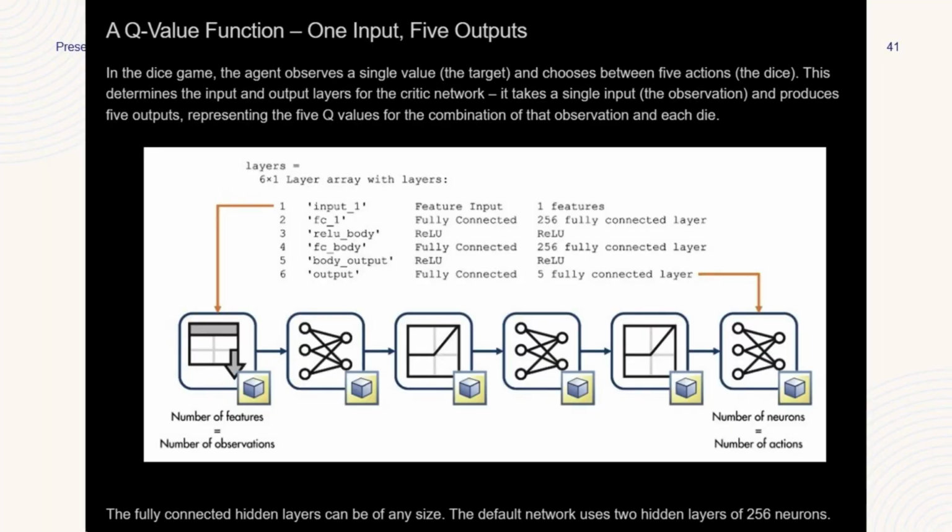The Q value function: one input, 5 outputs. In the dice game the agent observes a single value, the target, and chooses between 5 actions, the dice. This determines the input and output layers for the critic network. It takes a single input, the observation, and produces 5 outputs representing the 5 Q values for the combination of that observation and each die.